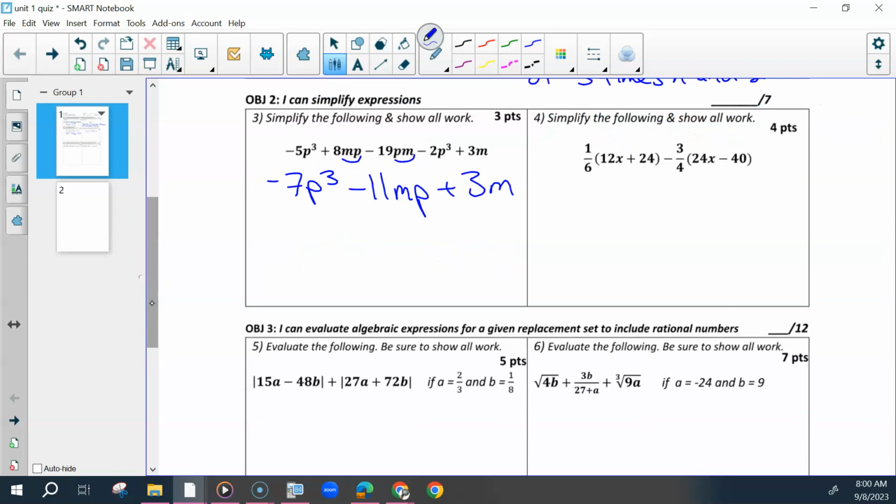For the most part, we were fine here, but there were minor issues. So the distributing part was fine. We got 2x plus 4, and then minus 18x plus. Some of us were putting symbols.